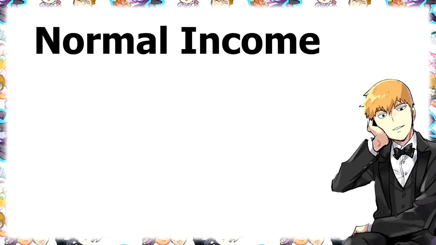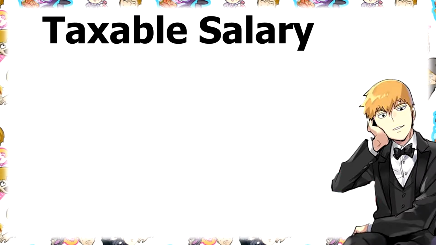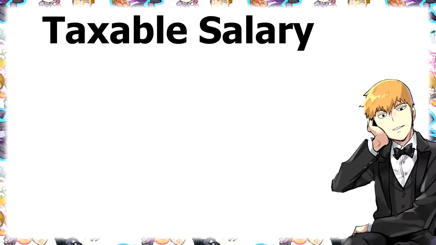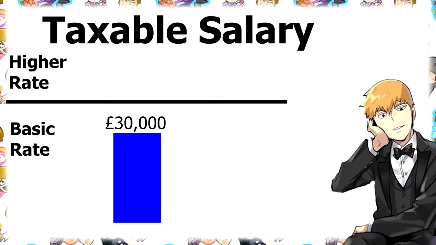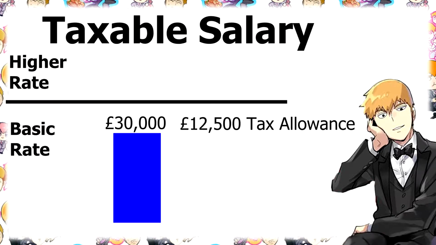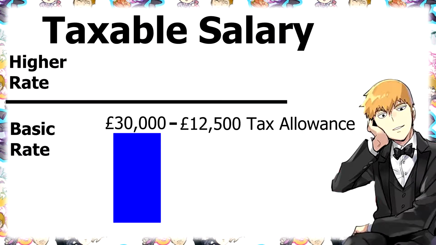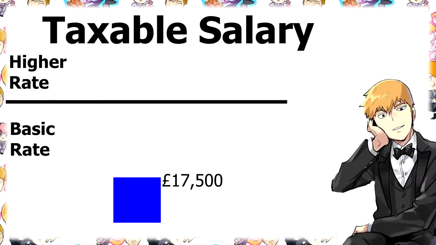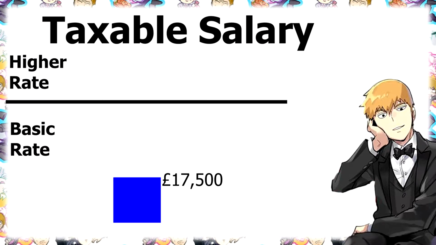And let's also say you have a job that pays you £30,000. So let's start off by actually trying to work out your total taxable salary. As you can see here, here's your salary of £30,000 and everyone gets a tax allowance of £12,500. So the first thing you'll do is take that away from your £30,000, which will leave you with £17,500. And that will be your actual taxable salary.